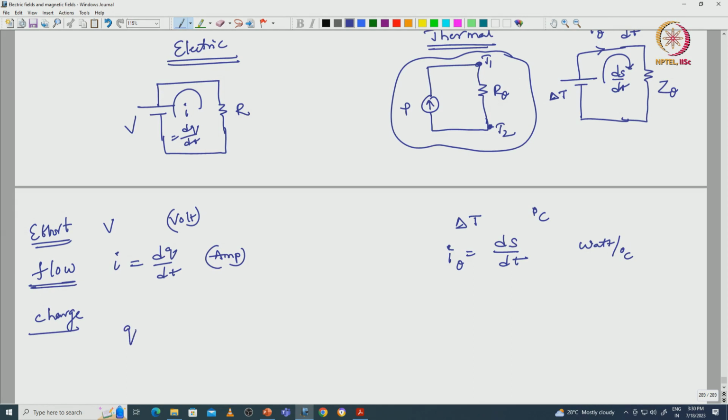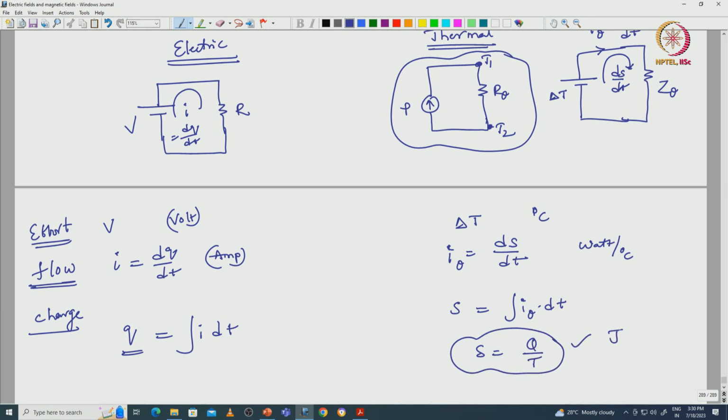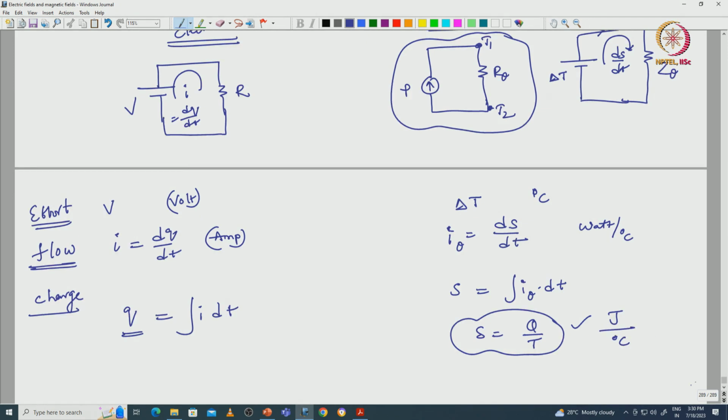And next, charge q is equal to integral I dt. In the thermal domain, charge is nothing but entropy, that is S is equal to integral I theta dt. Okay, S is equal to q by T. We can represent the entropy in this form also, joules per degree Celsius.